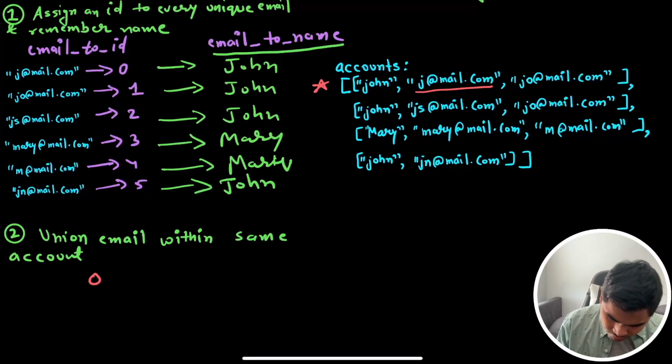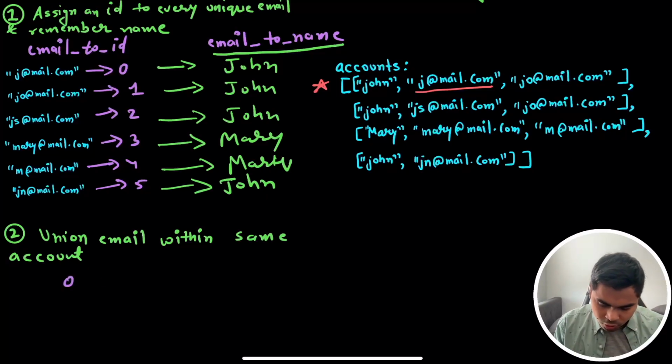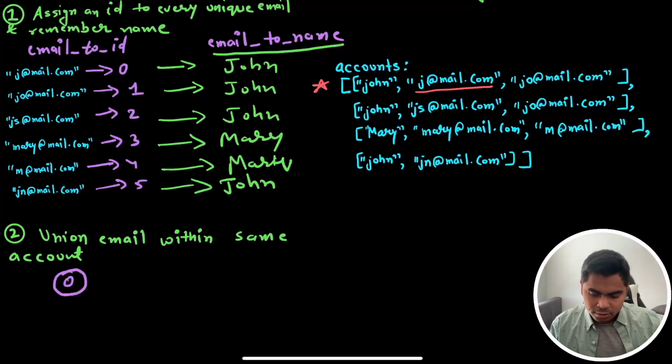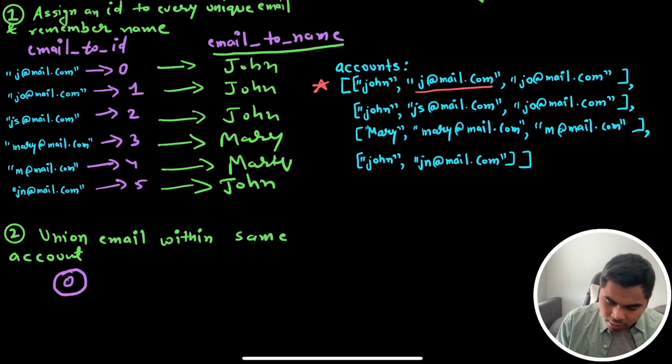So 0 belongs to John. I'm creating it as one node, the base node. Jmail has the ID 0, and then Joe, I'm going to visit next. So these are the rest of the emails. There might be multiple emails, so I'm going to go through all those emails in this account. The first one I use to create the base or parent. Then I'm going to visit all of them, find their IDs. So Joe's ID is 1, and union them together.